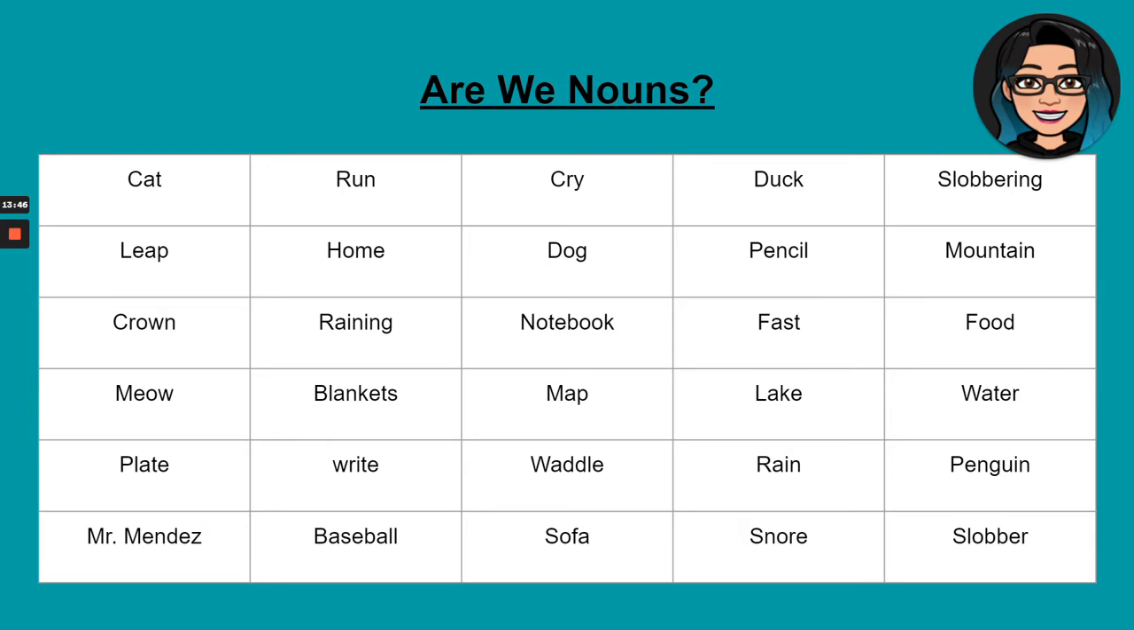And the next word after that is sofa. What you sit on in your living room. And now we have the word duck. Like that duck is swimming in the pond. The next word is pencil. What you use to write with. And now we have fast. Like that kid is super fast. The next word is lake. And now we have rain.